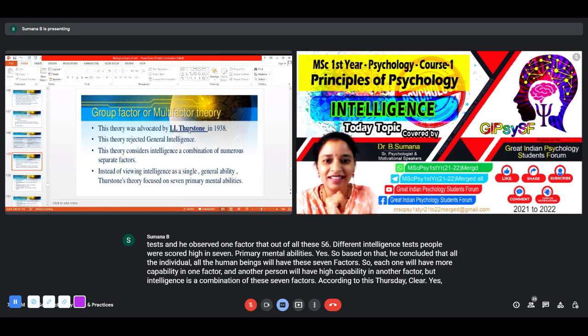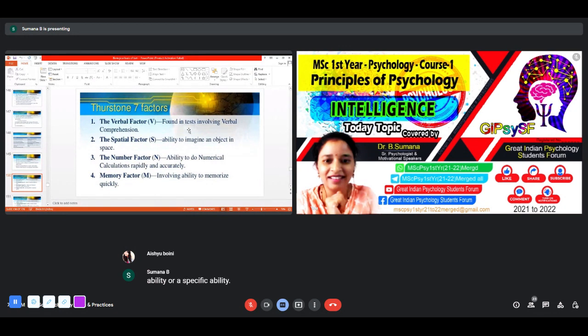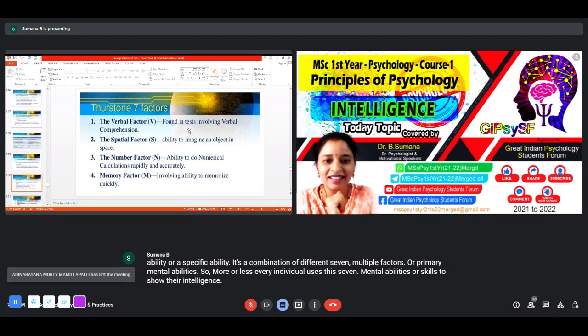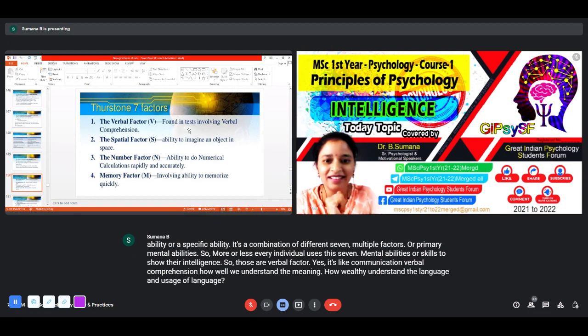It's not a single general ability or a specific ability. It's a combination of seven multiple factors, or primary mental abilities. More or less, every individual uses these seven mental abilities or skills to show their intelligence. Those are, first, the verbal factor: communication, verbal comprehension, how well we understand the meaning and usage of language.